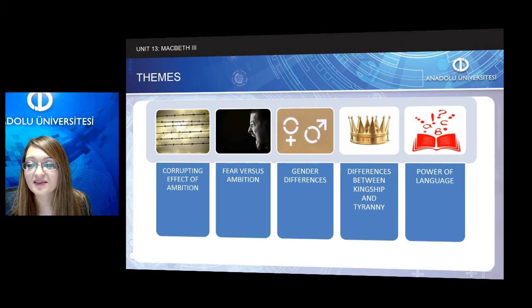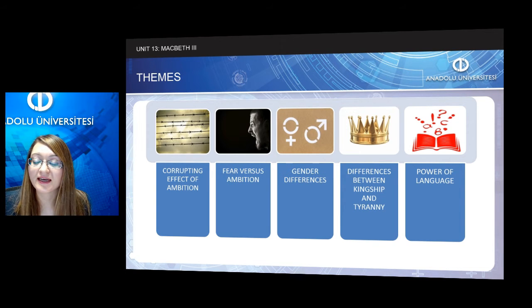The next theme is the differences between kingship and tyranny. At the beginning of the play, we learn that Duncan is a rightful king who distributes ranks among his subjects because he values their service. So he is presented as a rightful king. However, Macbeth as a king is not rightful. He is just a tyrant and he doesn't listen to anyone and he doesn't value their ideas.